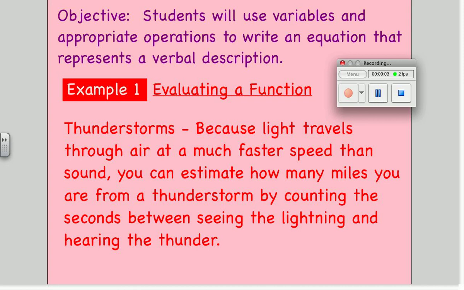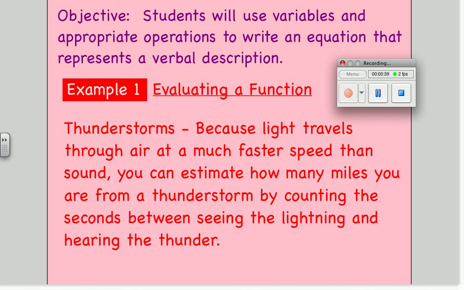Okay, today's objective is to use variables and appropriate operations to write an equation that represents a verbal description. So it means when we think of a problem or say something verbally, we're able to write a math problem that goes with those verbal words. So if I say, I have $3, but I owe $2, we should all know that we can write 3 minus 2 from that. That kind of an example would be a verbal description of an equation.